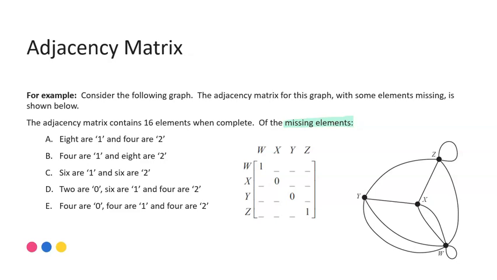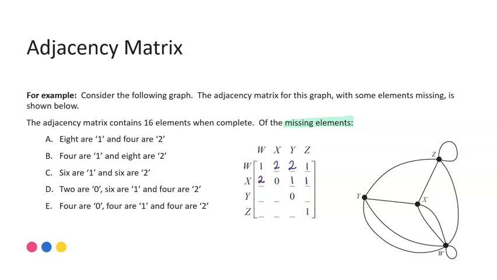W to X, we can see there are 2 edges connecting there. W to Y, again, we have 2 edges connecting there. And W to Z, we have a single edge connecting. Now if we move on to row X, so we're concentrating on vertex X, X to W, again, those same 2 edges connecting back. X to Y, we have a single edge there, so 1. X to Z, again, a single edge there.